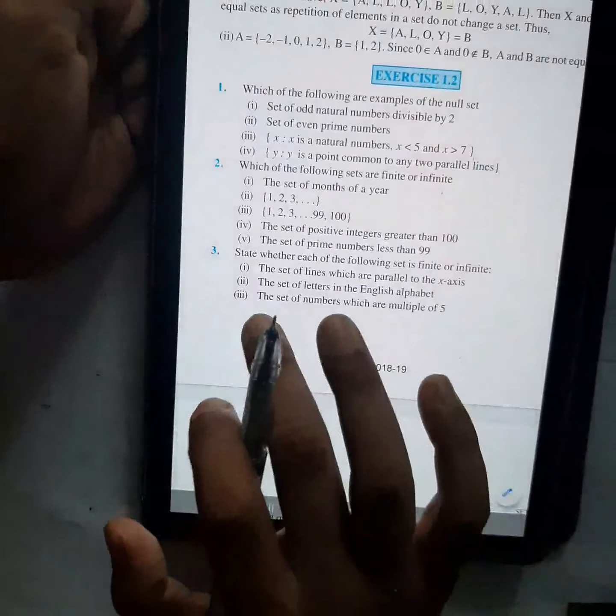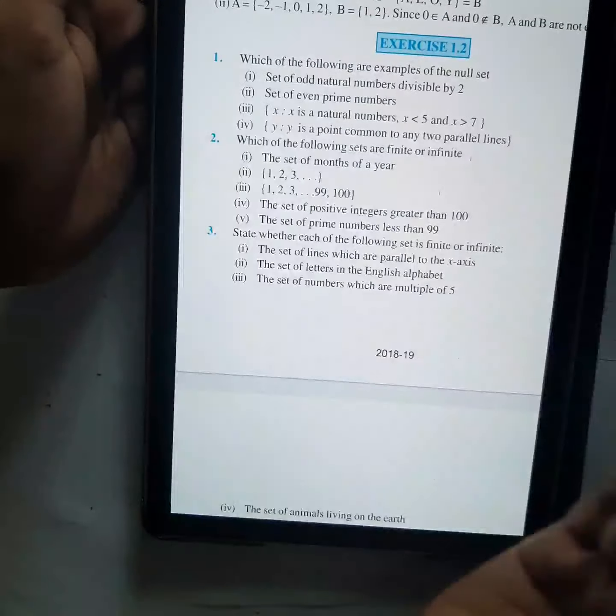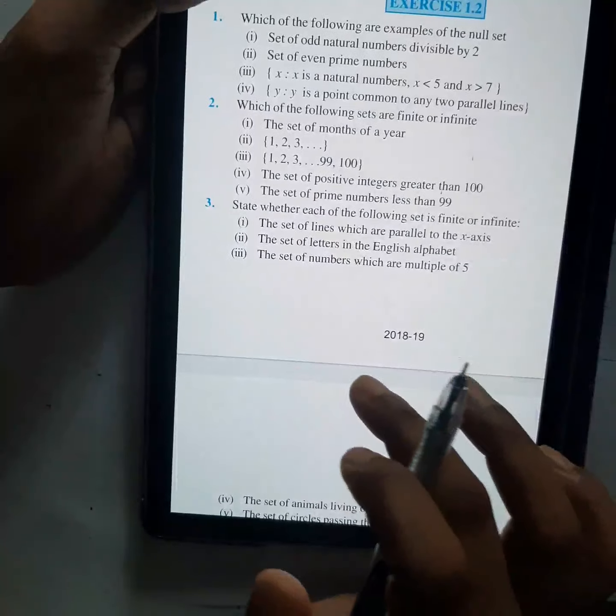Okay. Next, number 2. The set of letters in the English alphabet. Obviously finite. English alphabet, how many? 26, right? So it will be a finite set.